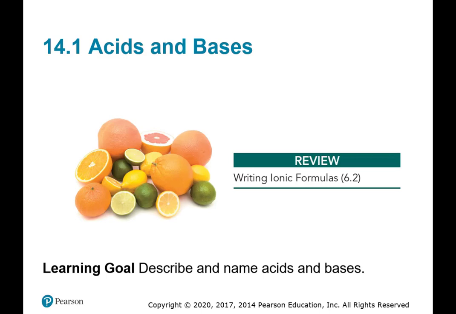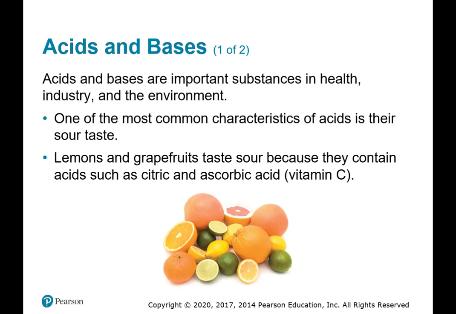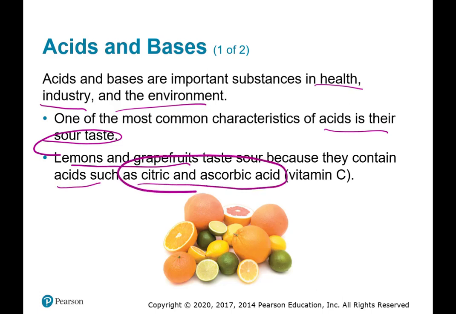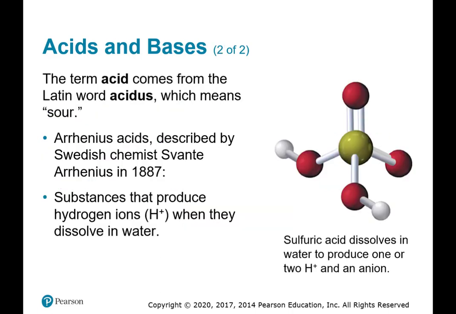Our learning goal for section 1 is to describe and name acids and bases. Acids and bases are important substances in health, industry, and the environment. One of the most common characteristics of acids is their sour taste. Lemons and grapefruits taste sour because they contain acids such as citric and ascorbic acid, which is vitamin C. The term acid comes from the Latin word acidus, which means sour.